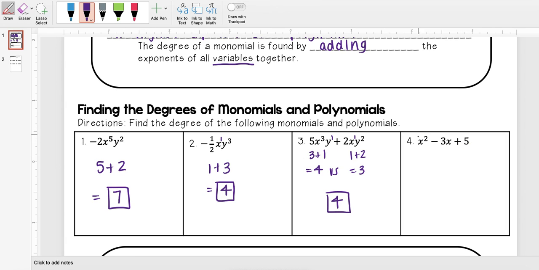Looking at this last one, I see this first term, its degree is 2. The second term, its degree is 1. 5, since there's no variable with it, this has a degree of 0. So which one's the highest? Well, 2 is the highest.